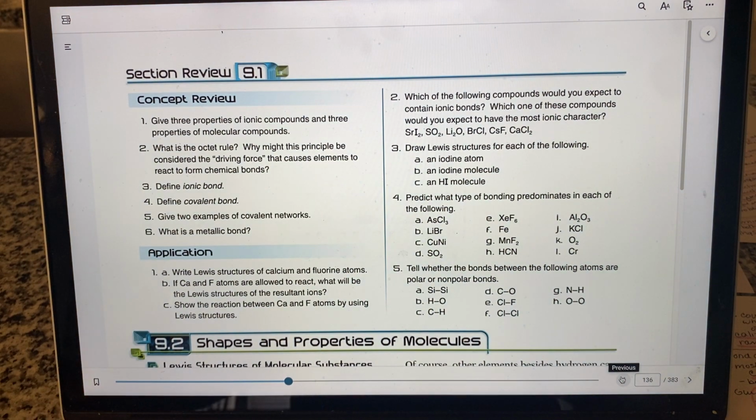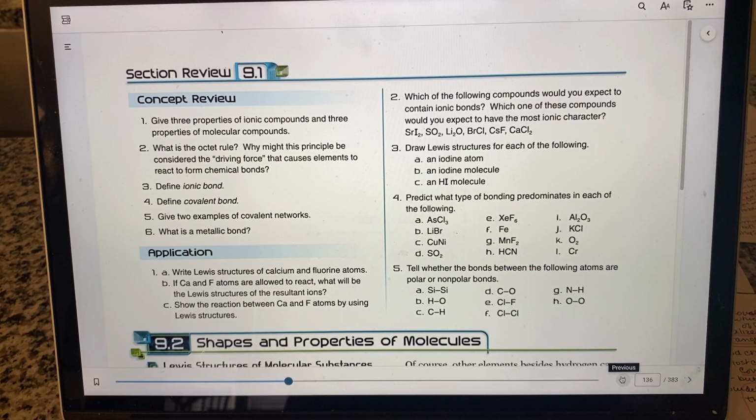Okay, let's go over the next part, where it says, predict what type of bonding predominates in each of the following. So how would we see if it's covalent or ionic? Well, one thing you can do is go to that chart and subtract the electronegativities, and if the difference is more than 1.7, it's going to be ionic. That means it's very electronegative, which means it really wants to attract electrons. But you could also look and see if they're metals or non-metals. So what I did again was look at where they were.